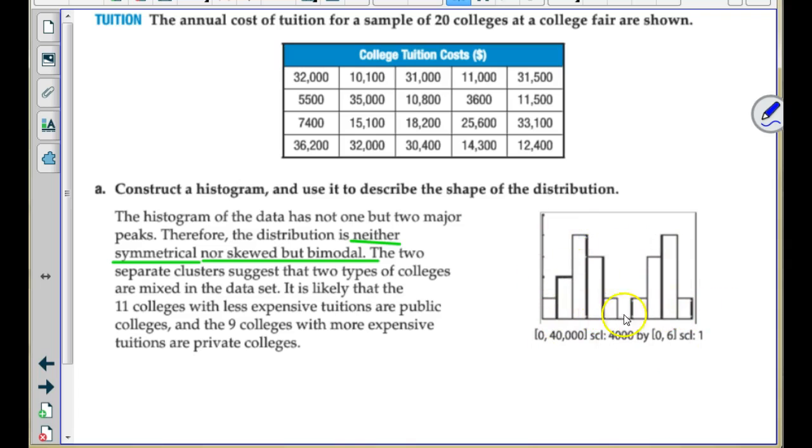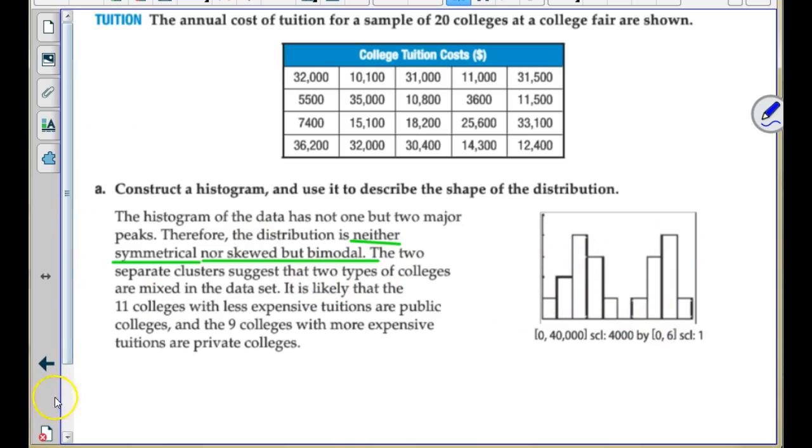Anybody think about why they might get 2 totally separate graphs? Out of state and in state, or private and public, or junior college, generally cheaper, right? Community college and university. So there's lots of different reasons, okay? It says it's likely that the 11 with less expensive tuition are public and the 9 with more expensive tuition are private colleges, okay? So there is a reason that it could look like this.